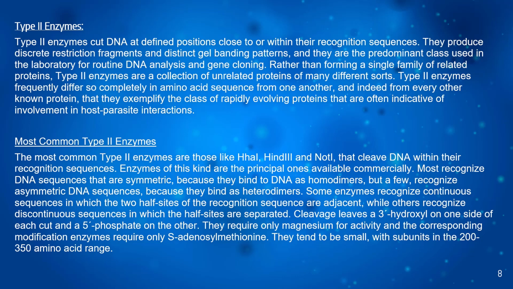Most recognize DNA sequences that are symmetric because they bind to DNA as homodimers, but a few recognize asymmetric DNA sequences because they bind as heterodimers. Some enzymes recognize continuous sequences in which the two halves of the recognition sequence are adjacent, while others recognize discontinuous sequences in which the halves are separated.